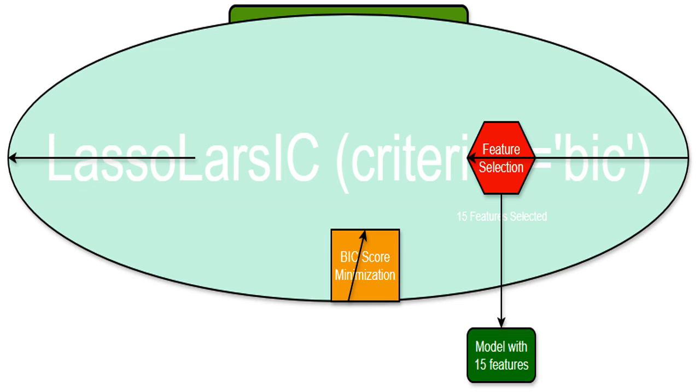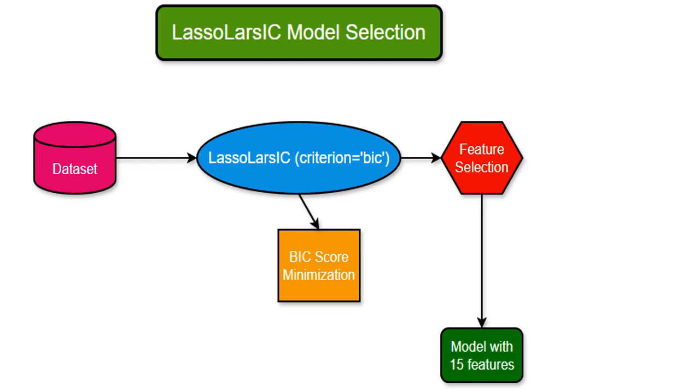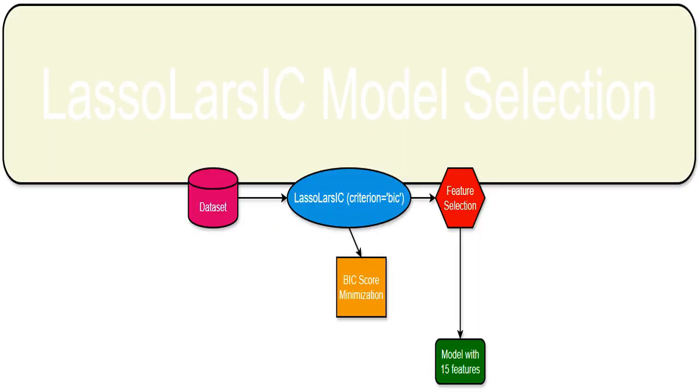LassoLarsIC did the selection for me. The model decided that only 15 of the 100 initial features are necessary. The algorithm did this all by itself. It means that the other 85 features probably aren't very useful for prediction. This simply means that the dataset has 100 features and 1,000 samples. This is very important to define the scope of the dataset. Each sample has 100 features.